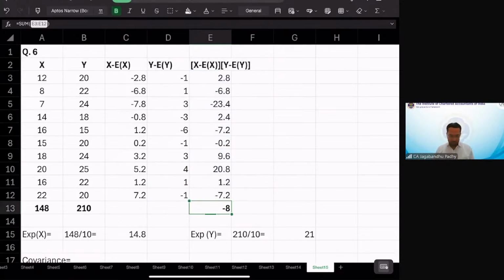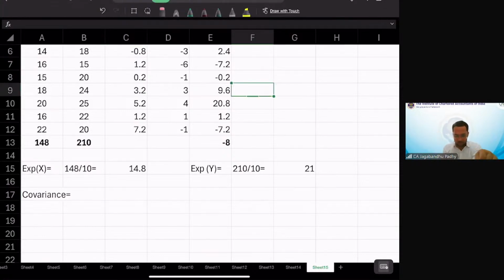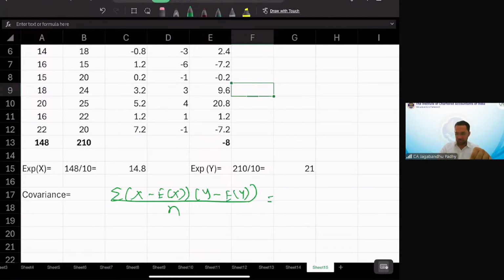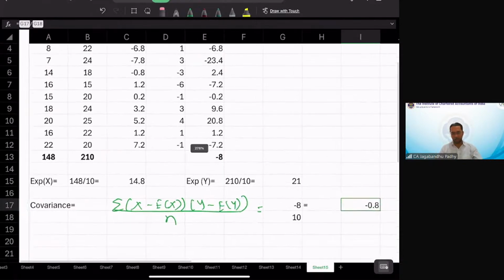Okay, so that's like minus 0.8, right? So covariance will be essentially, if we write down the formula, the summation of x minus expected value of x into y minus expected value of y. Right? And then this whole thing divided by the number of terms. So this is nothing but minus 8 divided by 10, which is minus 0.8. Right? So covariance is minus 0.8.